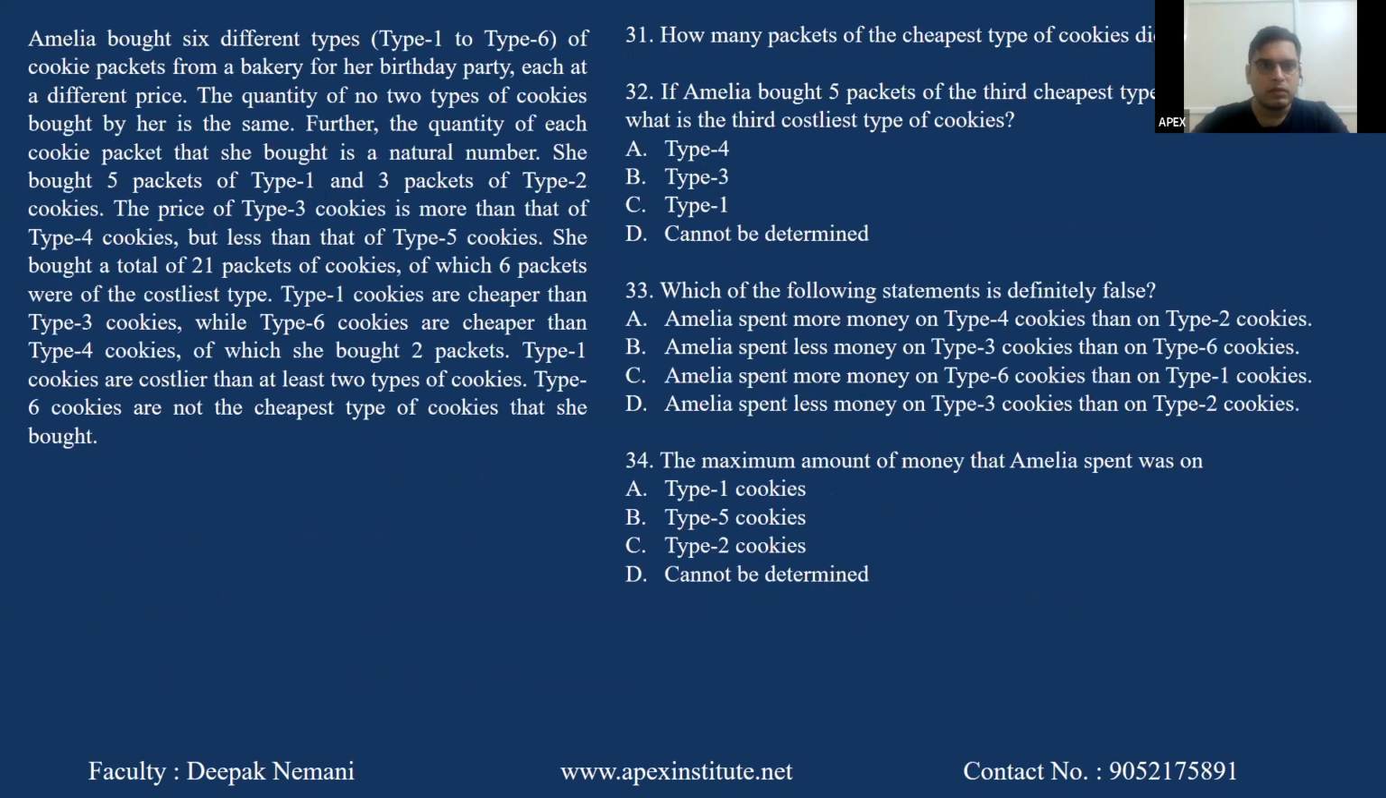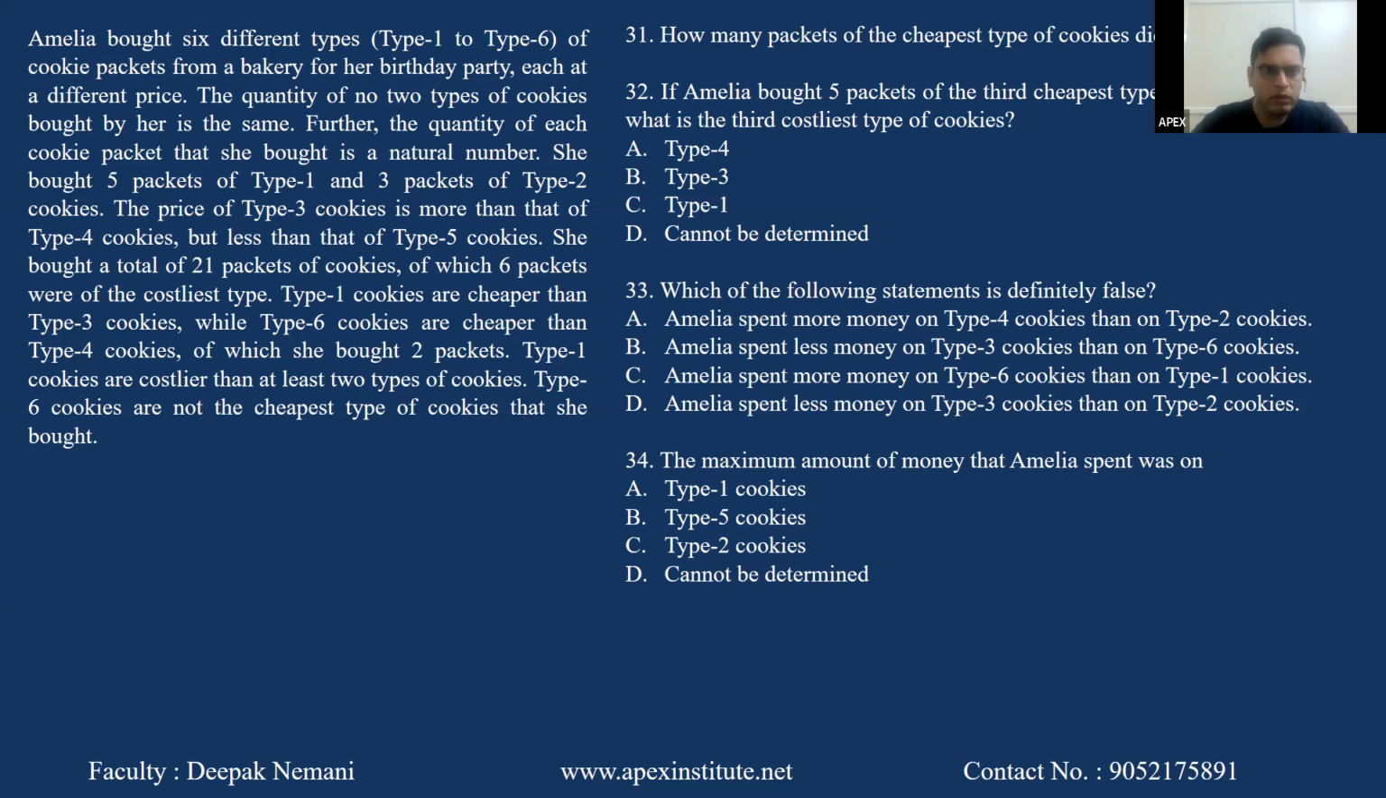Now coming to the second set. Emilia bought 6 different types of cookie packets from a bakery for her birthday party, each at a different price. So you are given type 1 to type 6 cookie packets. The quantity of no 2 types of cookies bought by her is the same. Further, the quantity of each cookie packet that she bought is a natural number. Perfect. She bought 5 packets of type 1 and 3 packets of type 2 cookies.